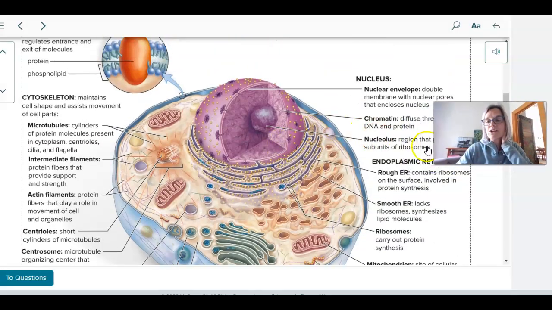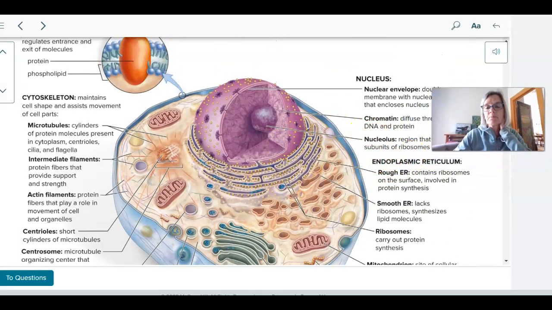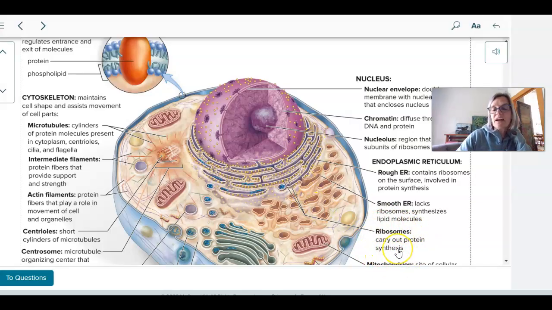If I go over here, we have this stuff called endoplasmic reticulum, and you can see all these folds, and then there's some more out here. So we have the rough ER and the smooth ER. The rough ER has ribosomes on it. The ribosomes are the structures that carry out protein synthesis. They make the proteins. So the function of the rough ER is that it's involved in protein synthesis. It also contributes to making proteins.